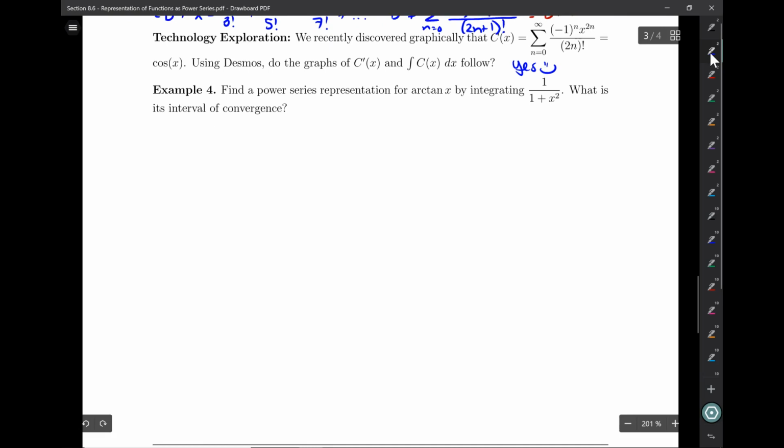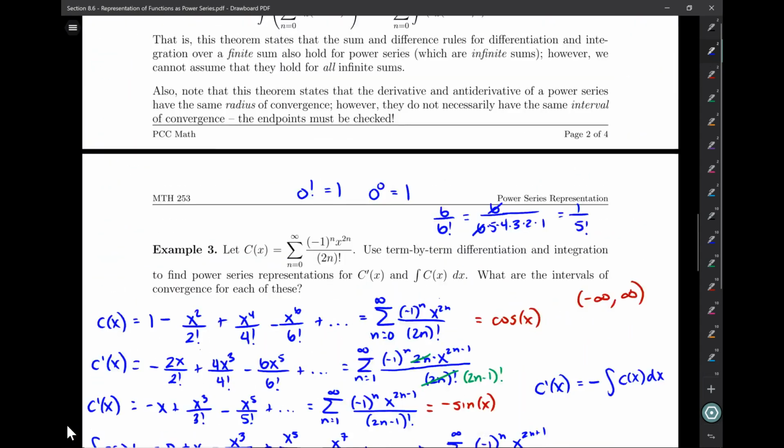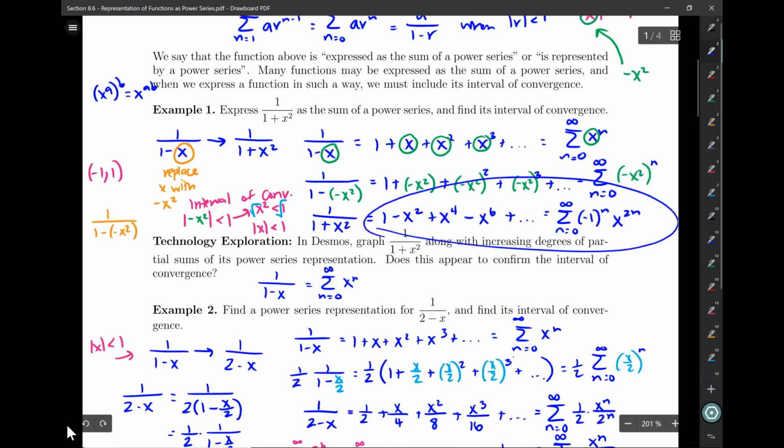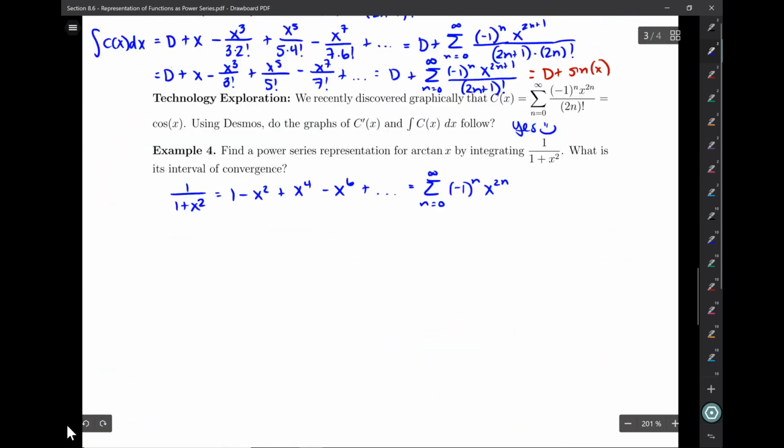So recall the power series representation for 1 over 1 plus x squared. We replaced all of the x's with a negative x squared, right? So it was 1 minus x squared plus x to the 4th minus x to the 6th plus dot dot dot, which was the power series n equals 0 to infinity of negative 1 to the n x to the 2n. And I'm just going to double check real quick that that is what we came up with in example 1. Yep, okay. Just wanted to make sure before we kept going.